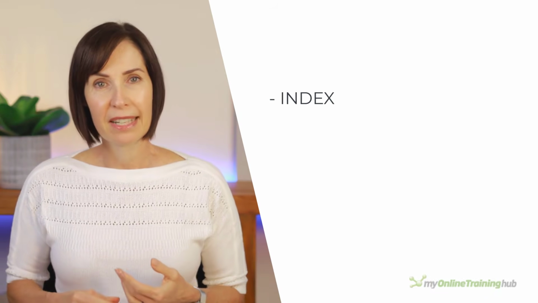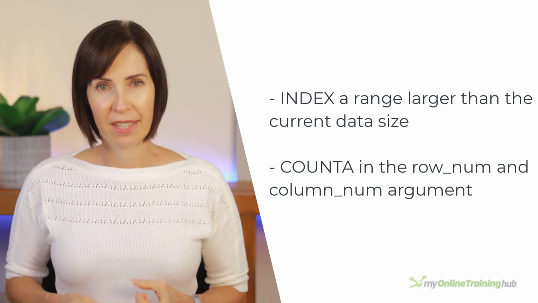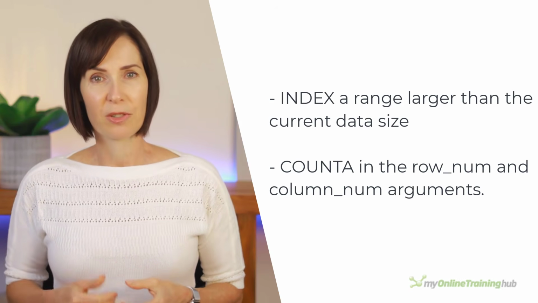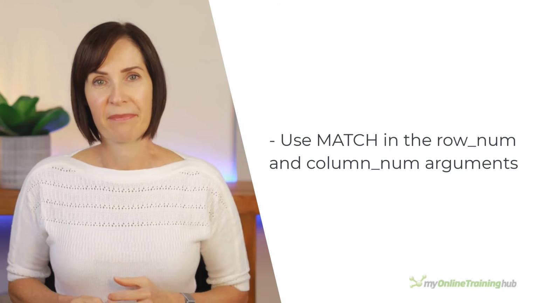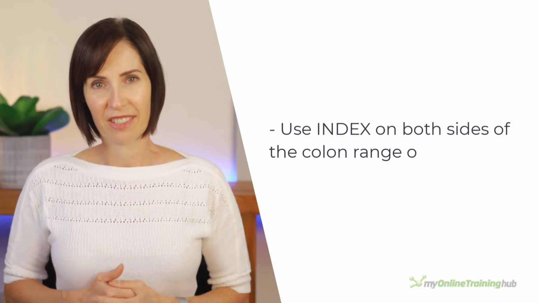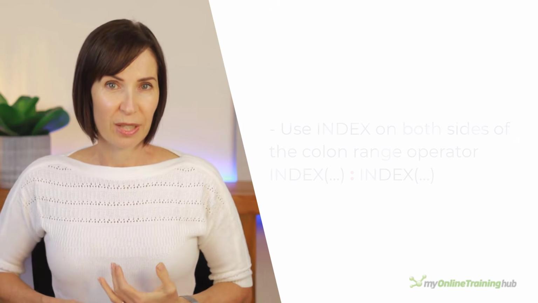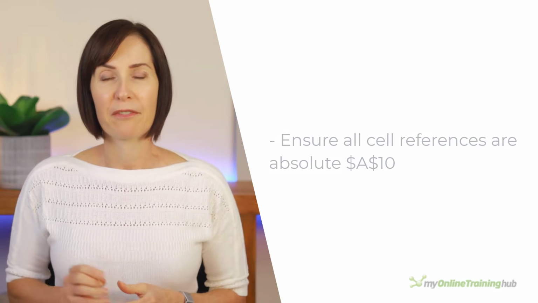Dynamic named ranges are incredibly flexible, and with flexibility often comes complexity. So to summarize the key points: for dynamic named ranges that you expect to grow, index a range larger than the current data size and use COUNTA in the row num and column num arguments. For dynamic named ranges linked to data validation lists or other cells where the user can specify what they want returned, use MATCH in the row num and column num arguments. If the start and end of the range needs to be flexible, use INDEX on both sides of the colon range operator. And ensure that all cell references are absolute before creating the defined name. There are exceptions to this, which I cover in my relative named range tutorial linked to in the video description.